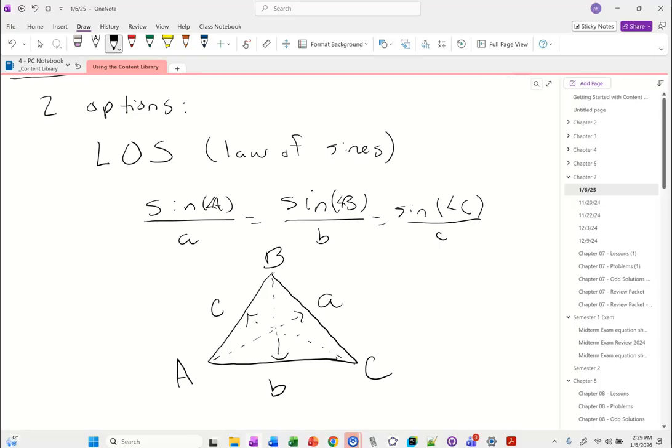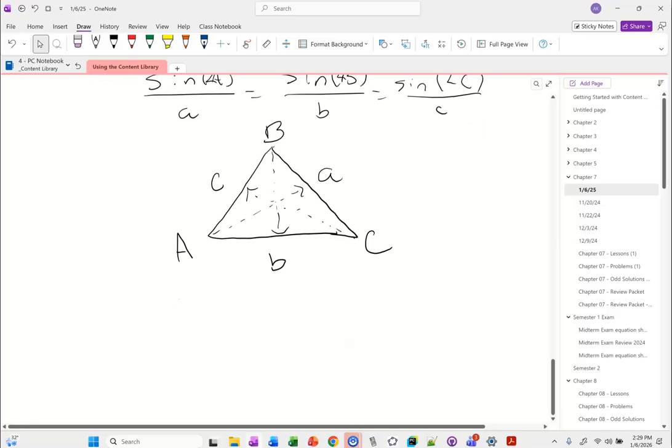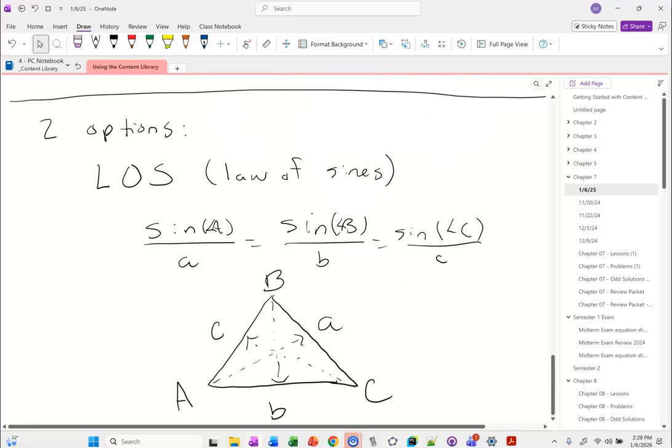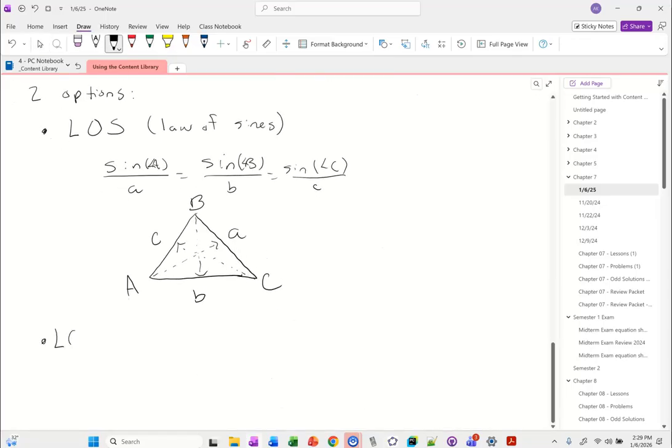One of the most common mistakes students make is they mislabel the sides of their triangle, and then the formulas do not work for them. The name of the side must match the angle opposite it. Everybody's okay? All right. Our other option is the law of cosines.